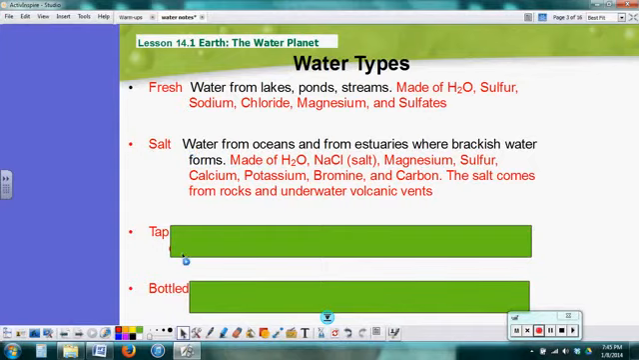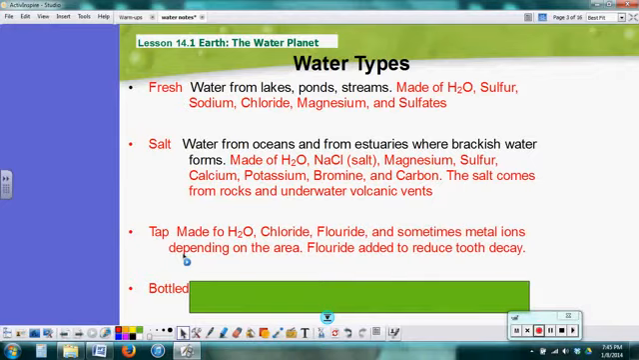All right, tap water. We filter and add things to our tap water. So we take out a lot of the sulfates and the magnesiums and the chlorides, or we keep the chlorides and we add the fluorine. The fluorine is used to reduce tooth decay. It was shown that that actually helps, and a lot of other countries have followed suit from that. Sometimes there's metal ions depending on the area that you live in.